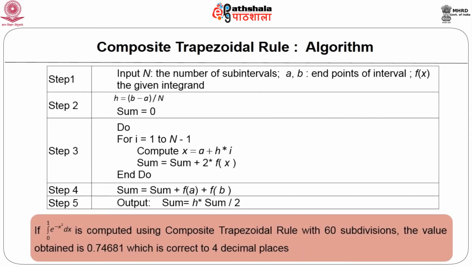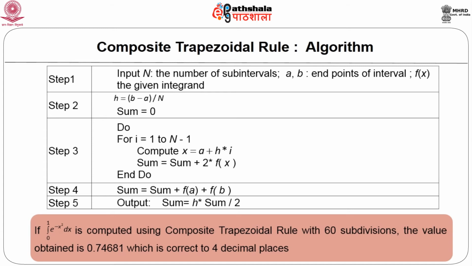What is our step? First, we have to input n, the number of subintervals, which we need to calculate beforehand from the error estimate. We will input the endpoints a and b of the interval, and we will input f(x), the given integrand. h we will calculate from b minus a by n. We initialize our sum to be 0. Sum is nothing but the value of the integral, and then we calculate our abscissas x as a plus h into i for i equal to 1 to n minus 1.